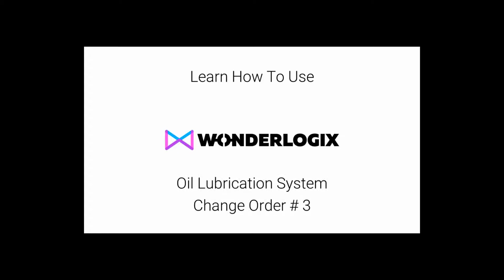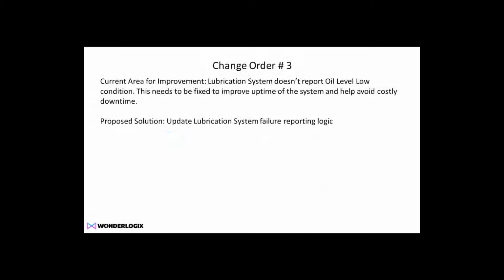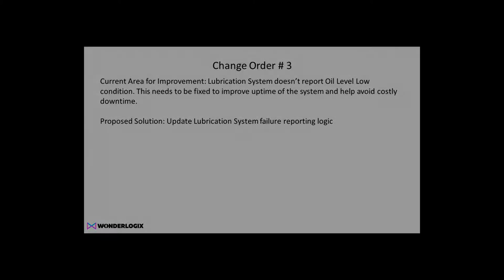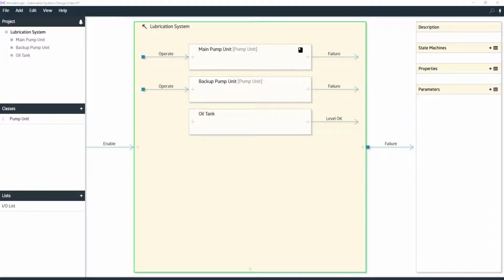Okay, so let's see what we need to work on in this change order. The lubrication system does not report the oil level low condition. This needs to be fixed to improve the uptime of the system and help avoid costly downtime. That's a good point. Let's review what we have for logic so far.